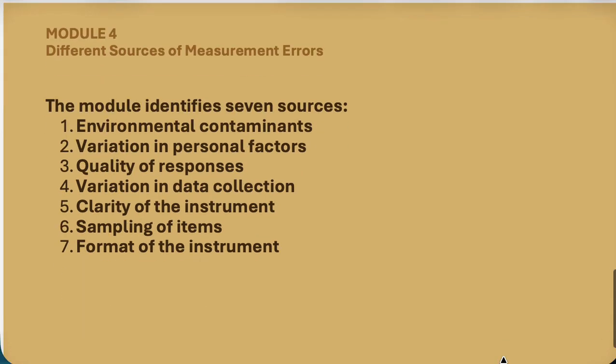Ay, wala na. Okay. Sa Module 4, sources of measurement errors. So, ang aton module, ma-identify siya sang 7 sources: environmental contaminants, variation in personal factors, quality of responses, variation in data collection, and clarity of the instrument, sampling of items, format of the instrument. Okay, some measurement error occurs. So when the value produced by a research instrument differs from the actual or true condition being measured.